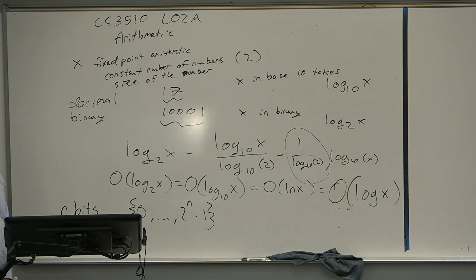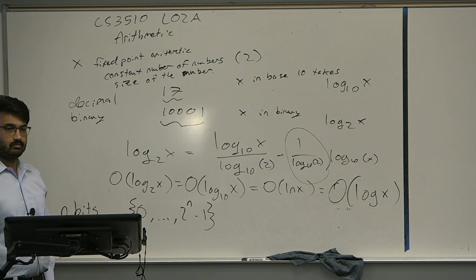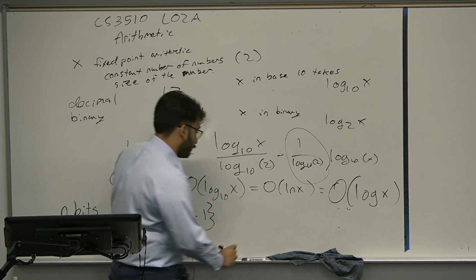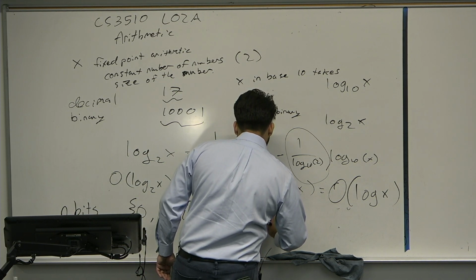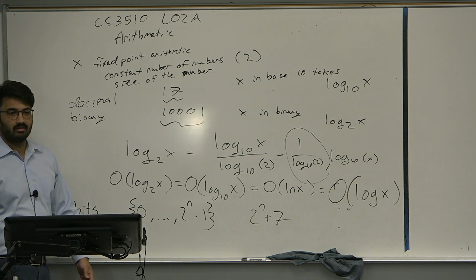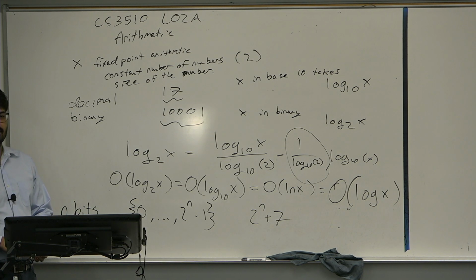Yes? Can't you represent numbers, instead of representing 0 all the way up to 2 to the n, can't you just represent any subset of numbers? It depends on the cardinality of the set of numbers you want to represent. For example, given only n bits, I claim you could not write down the number 2 to the n plus 7 using only n bits. Well, I would assign that number to all zeros.